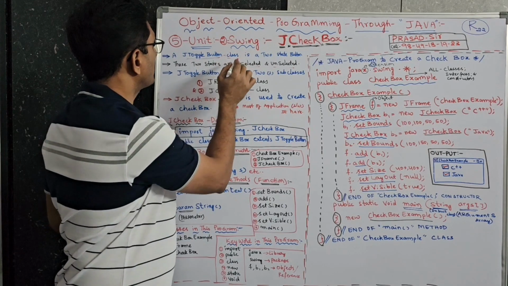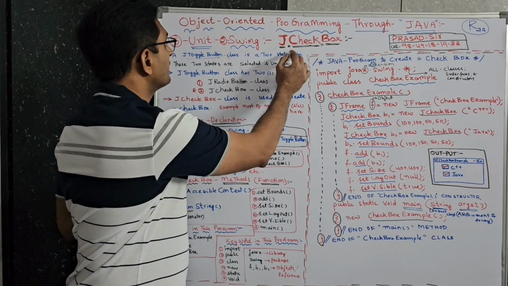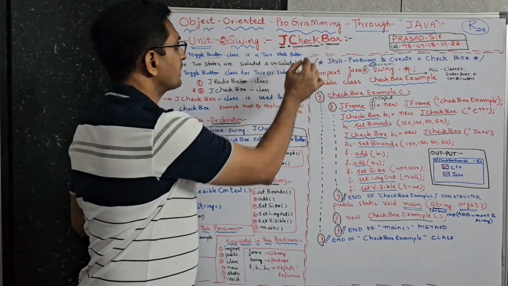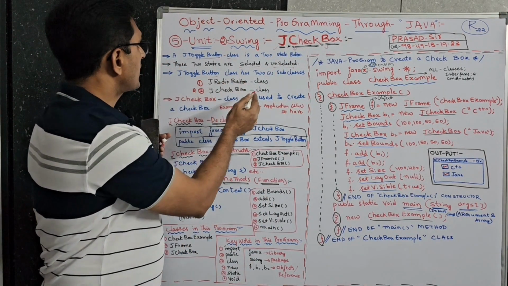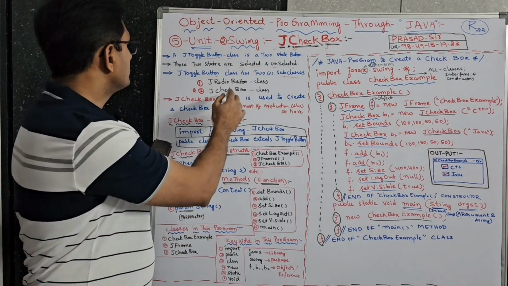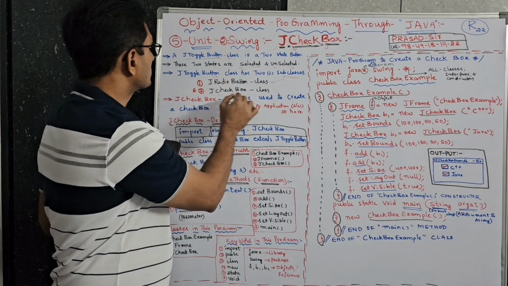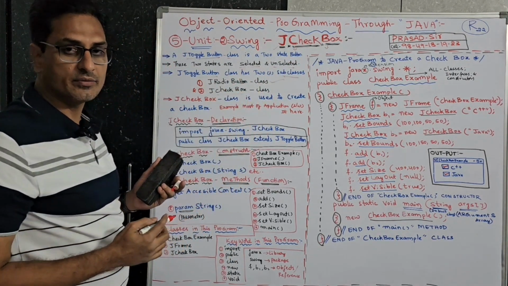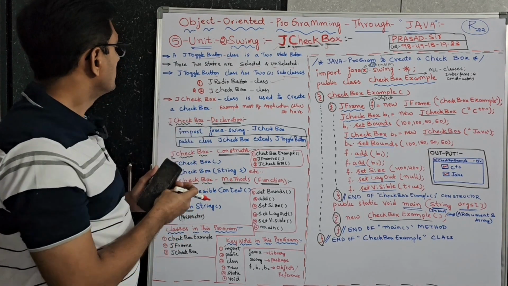JToggleButton is a class. JCheckBox is also a class. That's why J is capital, C is capital and B is capital. That is the naming convention. The JToggleButton class has two subclasses. One is JRadioButton, which is already completed. The second one is JCheckBox. This is the introduction to the checkbox. Now we are going to discuss JCheckBox.